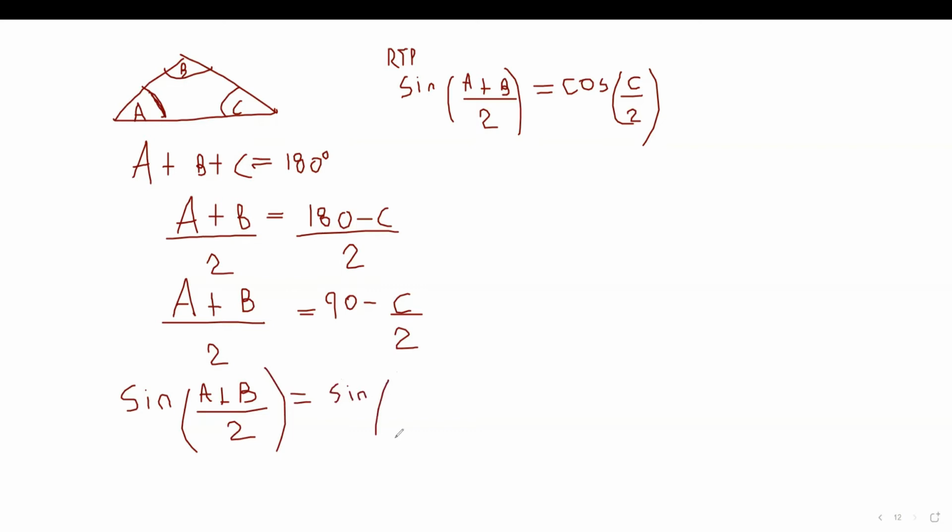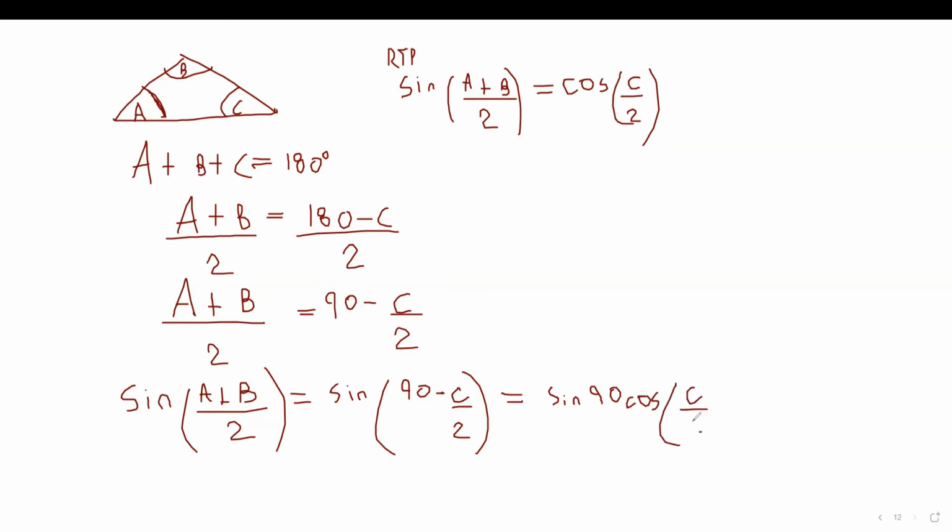Yeah, man, maths is easy, especially pure math. 90 minus C over 2. So this is what we have. This is then equal to, if you expand this part, the sine of 90 minus C over 2, that is equal to the sine of 90 times the cos of C over 2.